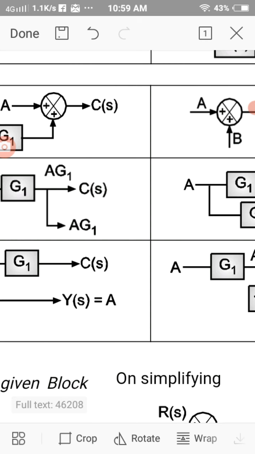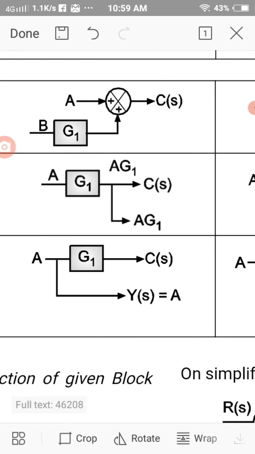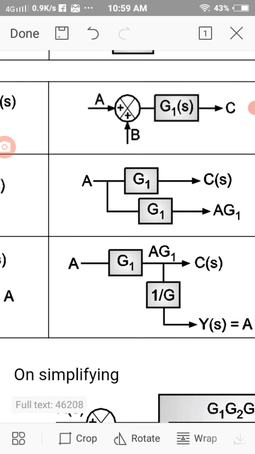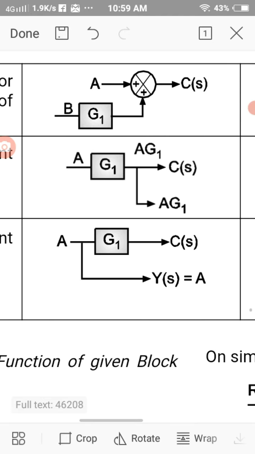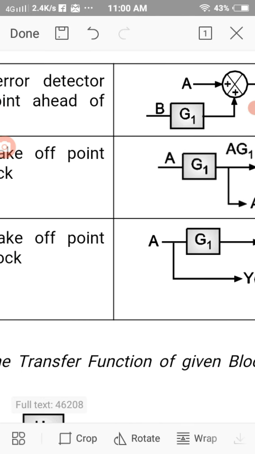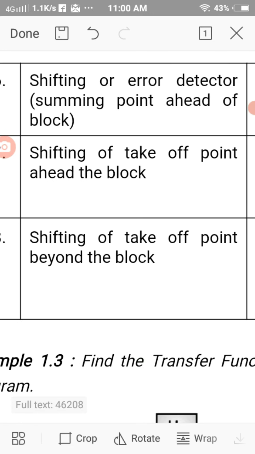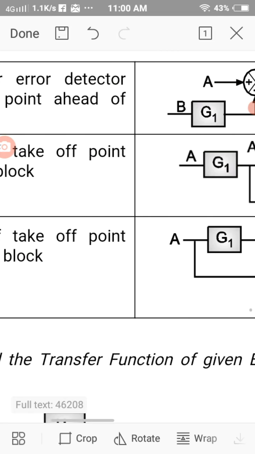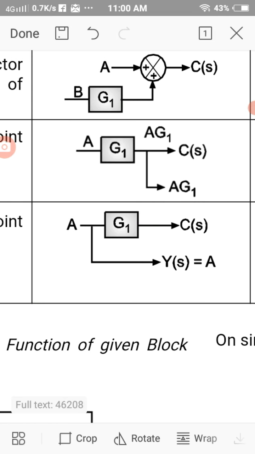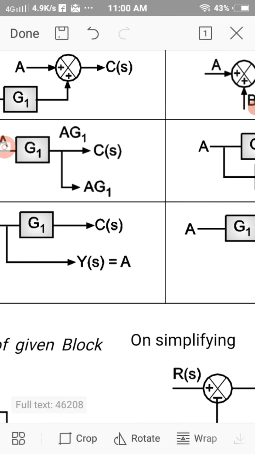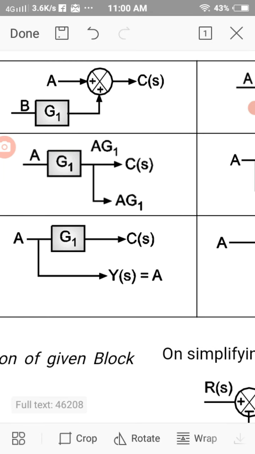Then this is shifted in this fashion. A into G1 plus B into G1, then it becomes A and B in bracket and then multiplied by G1 of S. Here is some mistake, that is the G1 block is missing. Then shifting of takeoff point ahead of the block. This takeoff point is taken ahead of the block, as in this equation C of S is equal to A into G1.